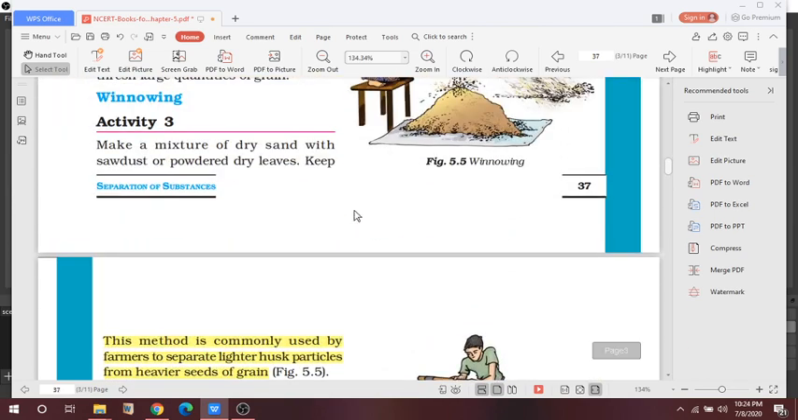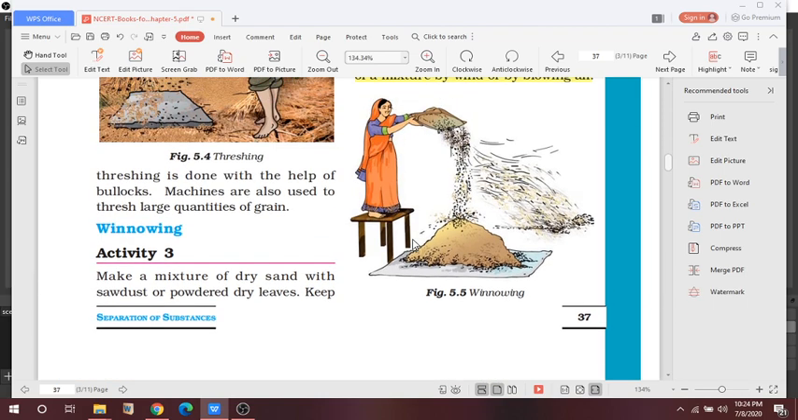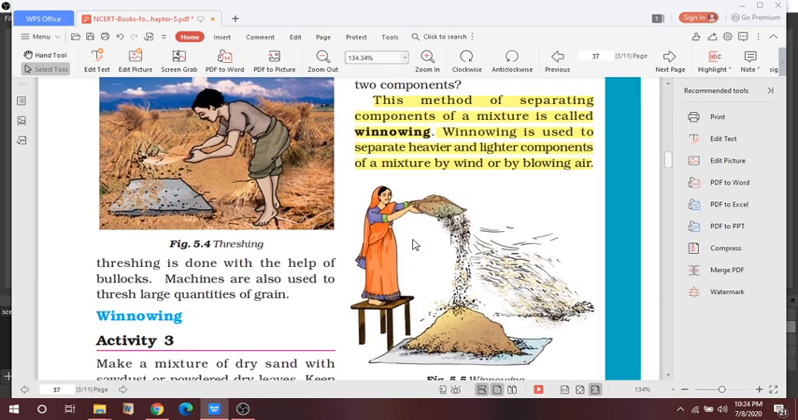So what is winnowing? This method is used to separate the chaff from the grain by wind or blowing air, and this method is known as winnowing. In this method, the mixture of chaff and grain is taken in the winnowing basket, and the farmer stands at a higher level and lets the mixture fall on the ground.